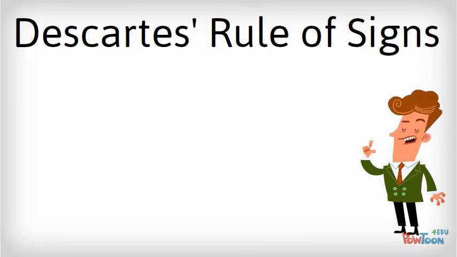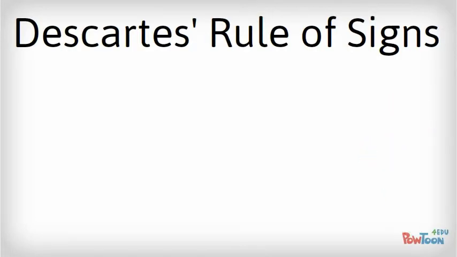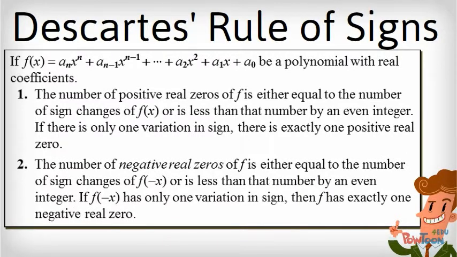Descartes' rule of signs. Another, when you read it out of the book, complex looking rule. Not necessarily a theorem, but a rule. All this tells you is how many possible positive roots there are and how many possible negative roots there are. So it helps determine the plus or minus. Here is the rule. Go ahead and copy it down, then we'll work out an example.